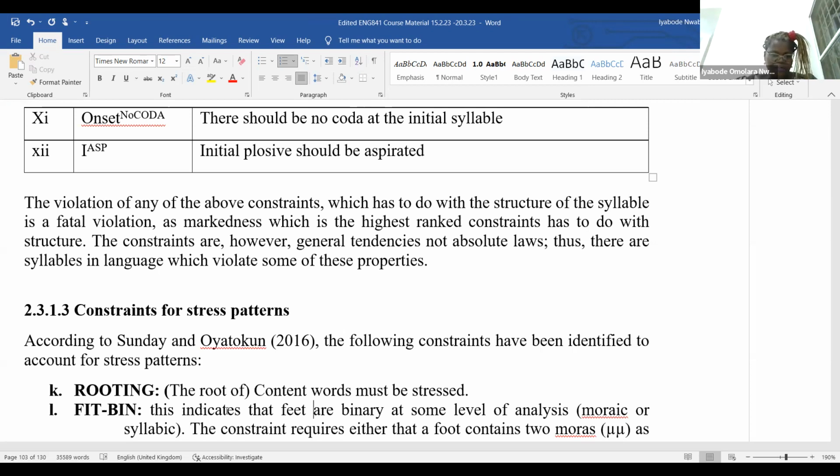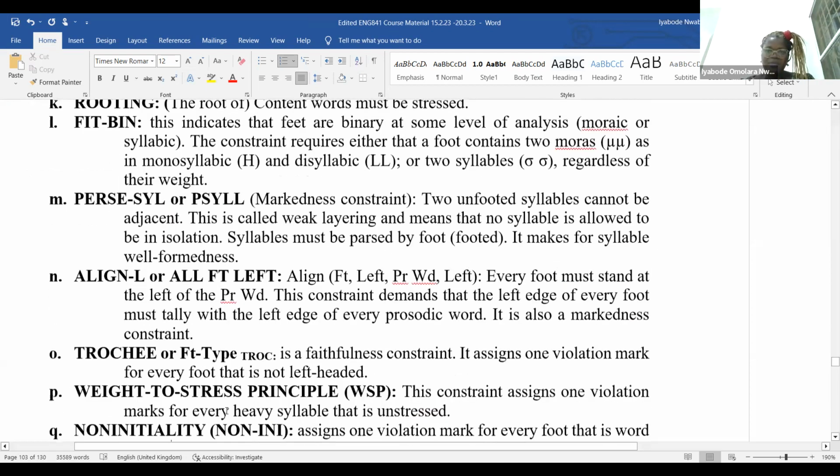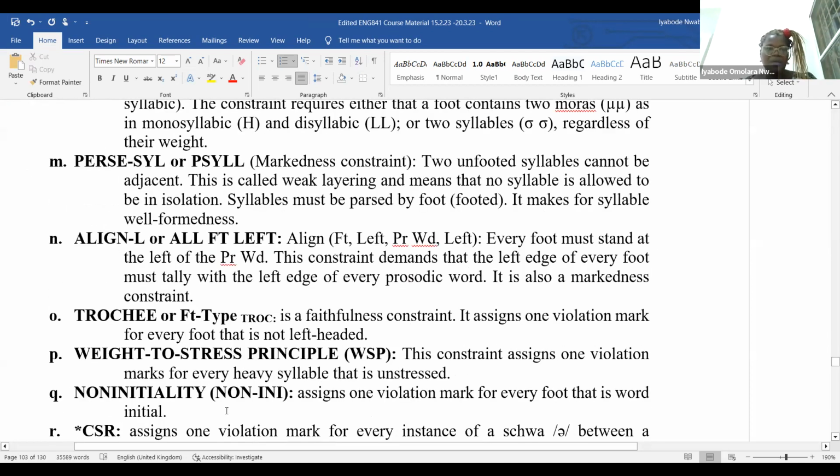Then routing. Okay, I've mentioned routing. Then FT-BIN. This indicates that feet are binary at some level of analysis, moraic or syllabic. The constraint requires that a foot contains two morae, or two syllables, regardless of their weights.